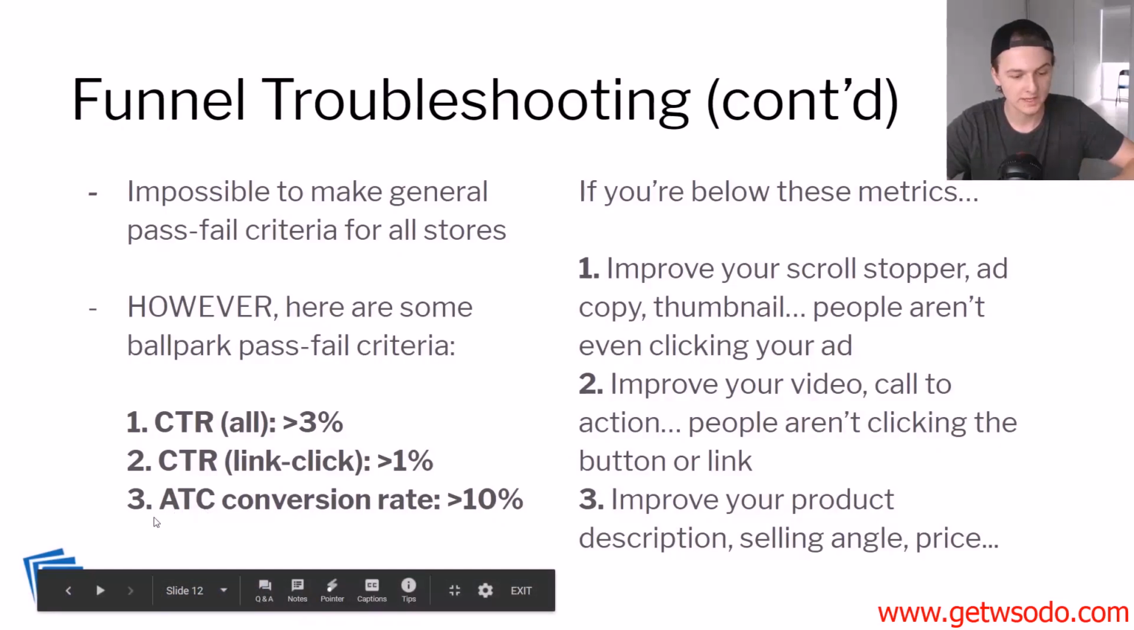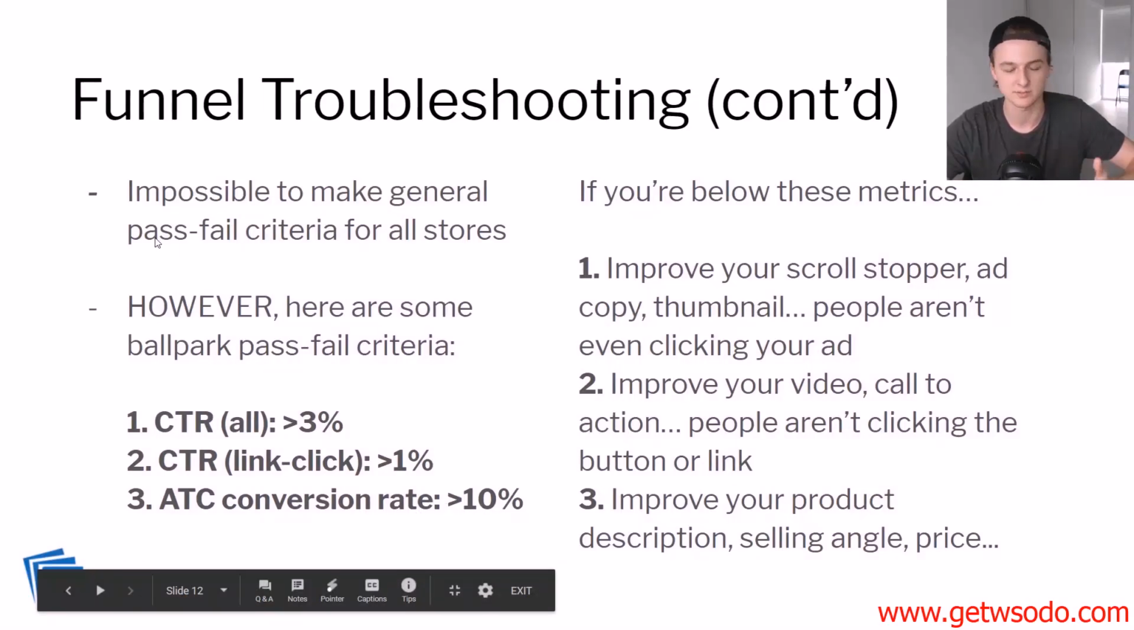Now the third one is add to cart conversion rate. This is once people actually land on your website, what percentage of them show interest in the product and add to cart. Ideally, you want to see this at above 10%. Now this is for lower-ish ticket products, right? I usually sell products under $30 selling price. And so if you have a higher selling price, obviously this add to cart rate is going to be lower.